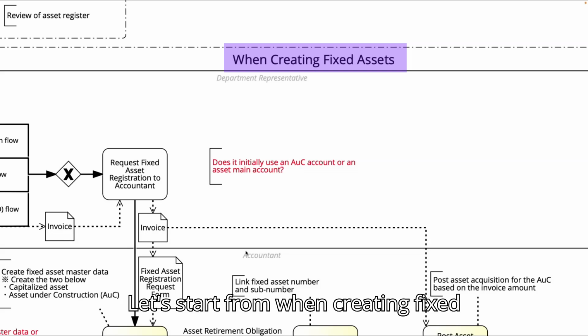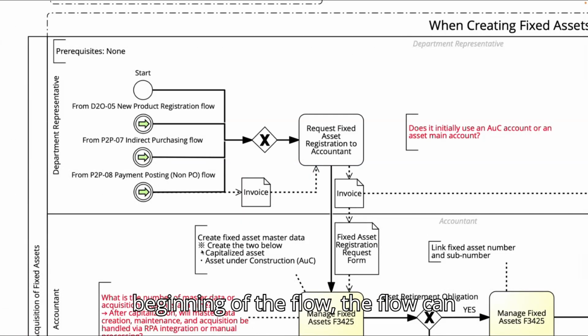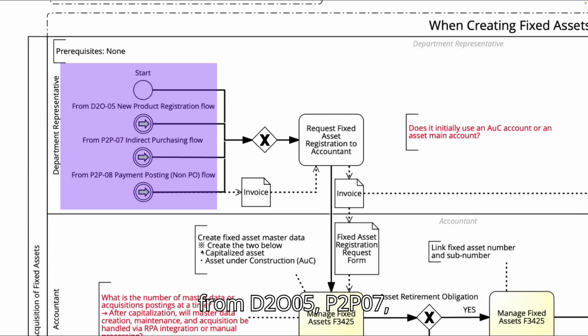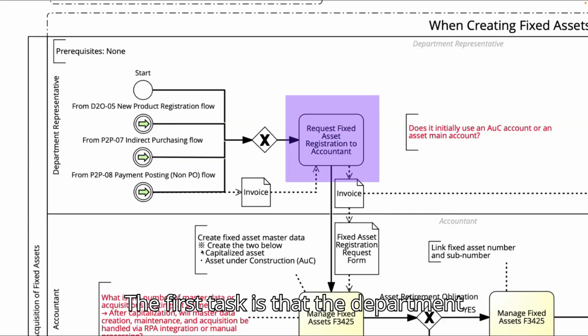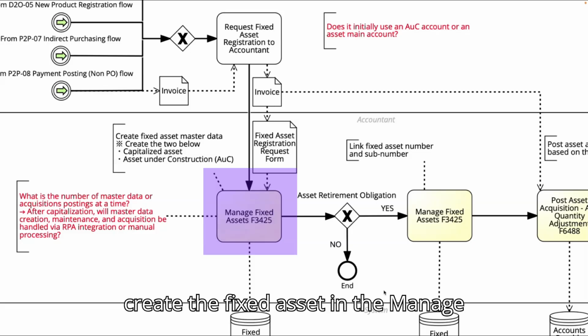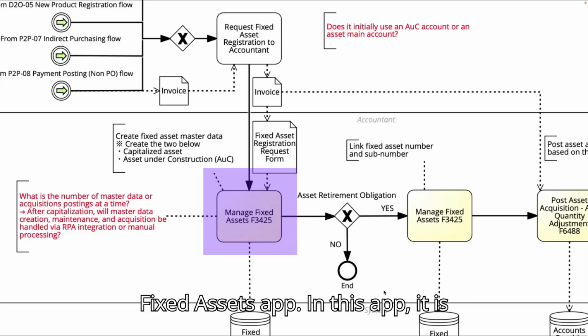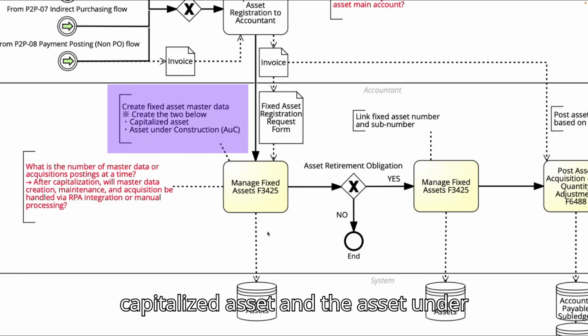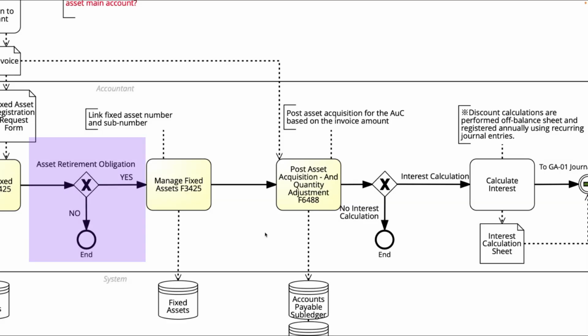Let's start with the creating fixed assets section of the flow. The beginning of the flow can either start from here or be connected from the D2O05, P2P07, or P2P08 flow. The first task is that the department representative will request the registration of a fixed asset from the accountant. Once the request is approved, the accountant will create the fixed asset in the Manage Fixed Assets app. In this app, it is important to ensure that both the capitalized asset and the asset under construction are created.